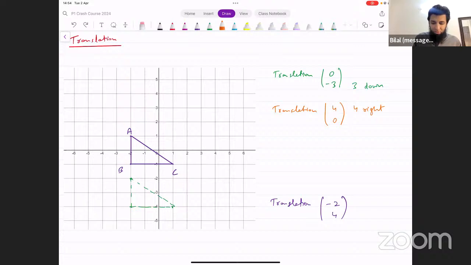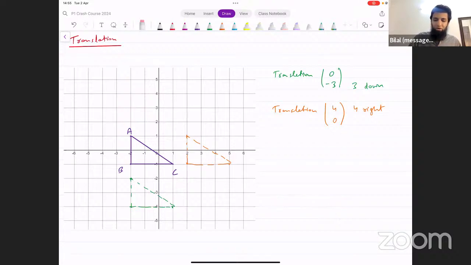A point is going to go here. B is going to be here, and C is going to be here. And the translated figure is going to look like this. This is a horizontal translation. The diagram is moving horizontally. All right. This is also something that could happen.